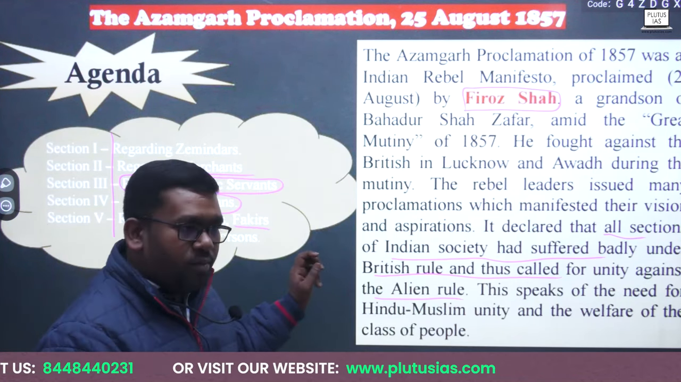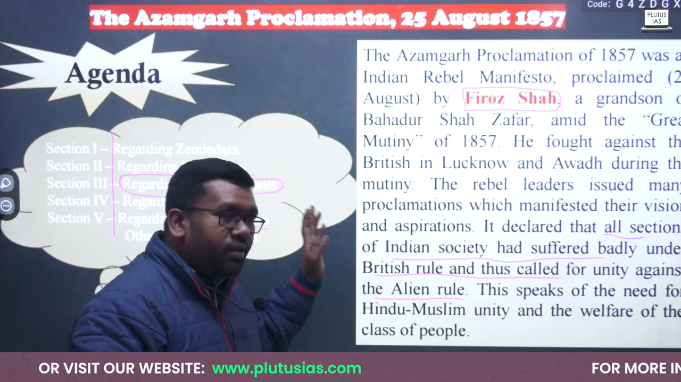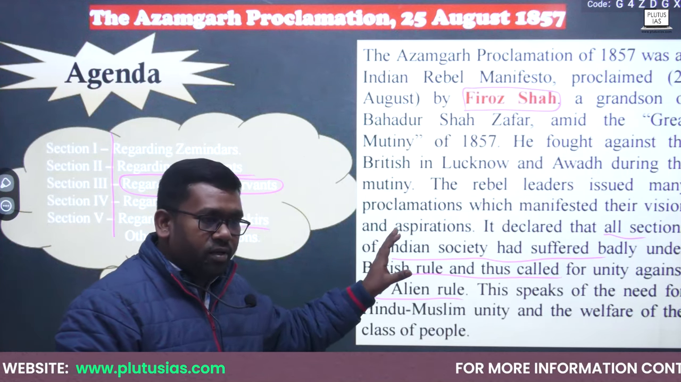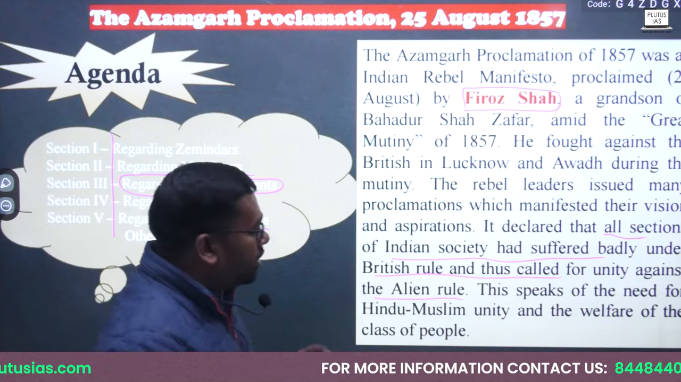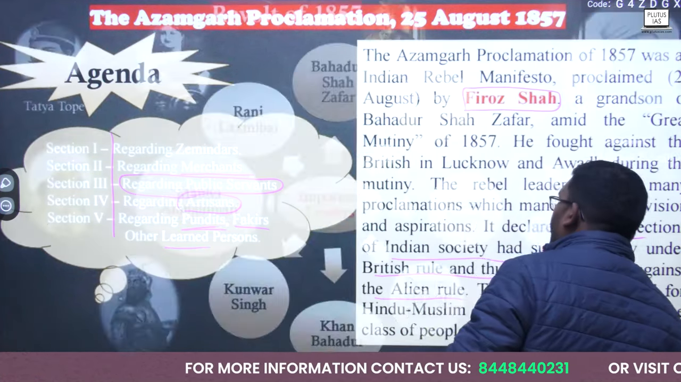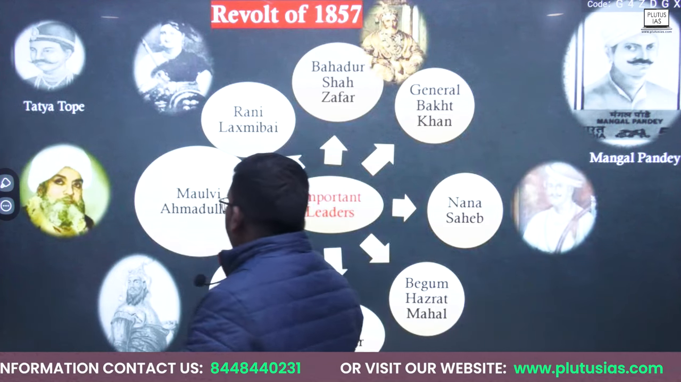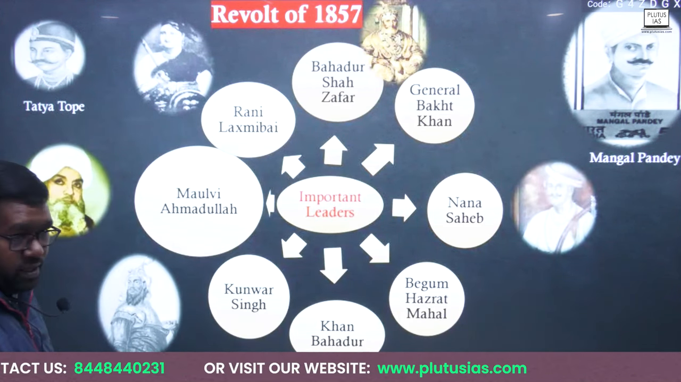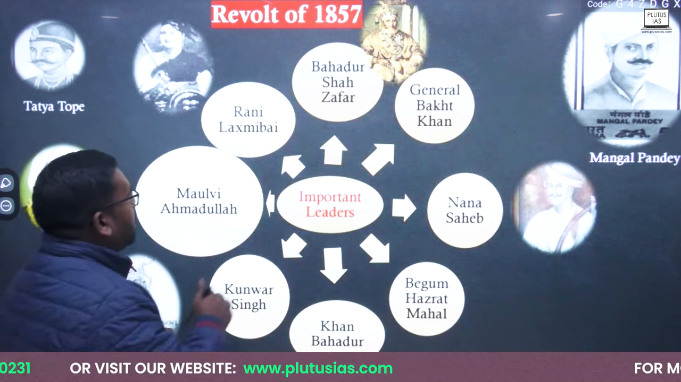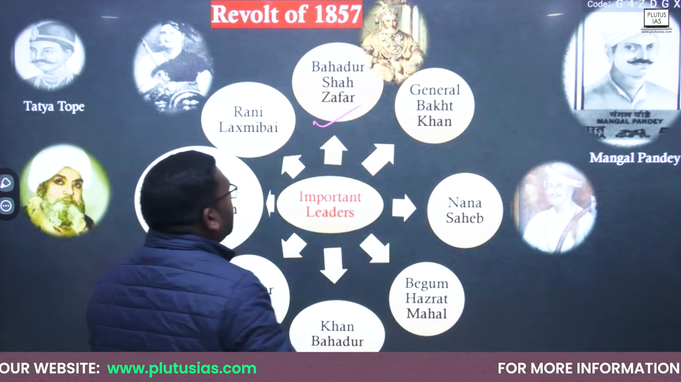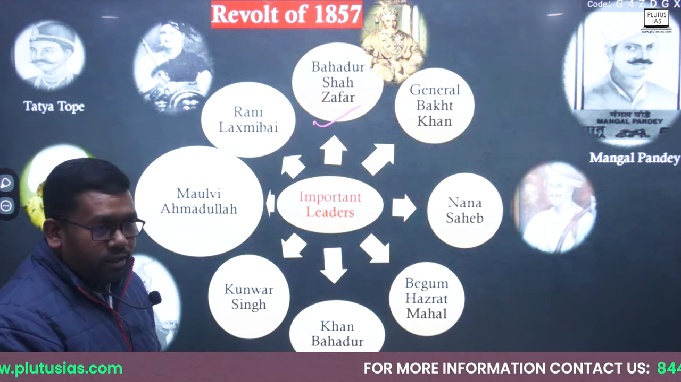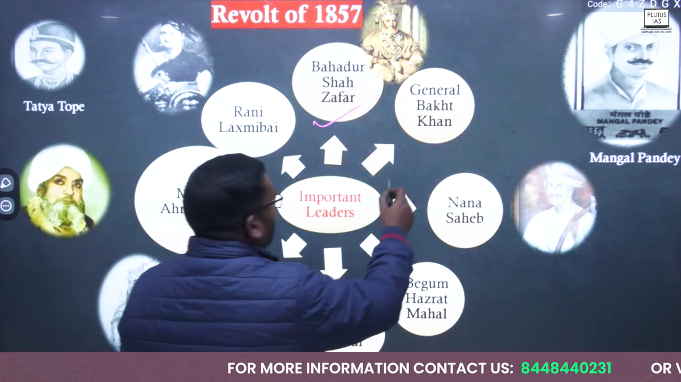We have seen how Bahadur Shah Jafar was doing the reforms. So when these things were happening, where were the Britishers? We will see that a little later. Okay, so these are the important leaders we have seen. One such leader is Bahadur Shah Jafar, the Delhi Badshah.